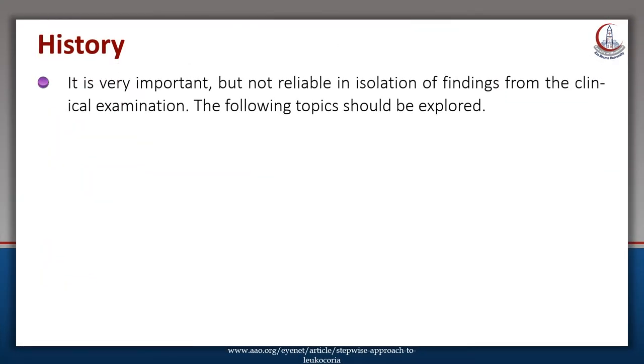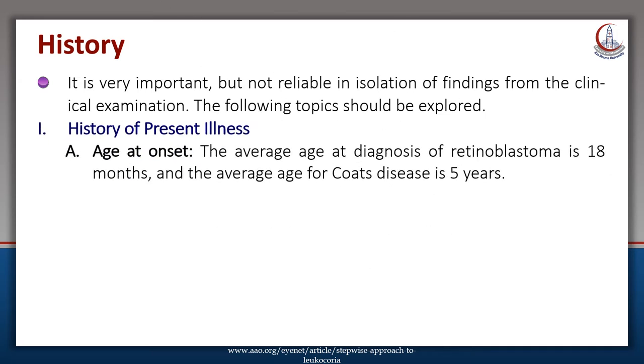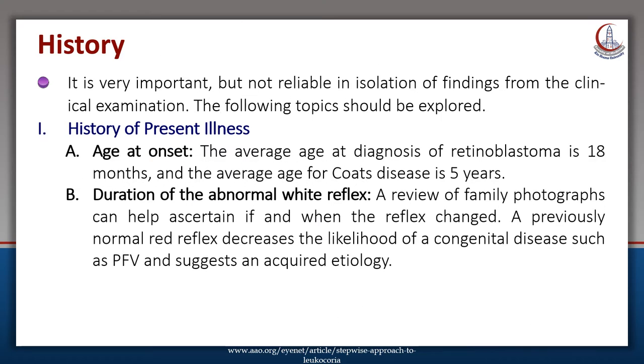So history is very important, but not reliable in isolation of findings from the clinical examination. We should explore the history of present illness. How did the illness begin, the age at onset? You can get some clues. The age of onset of Coats disease is usually around 5 years, while retinoblastoma is much younger, like 1.5 years. What was the duration, was it present since birth, did it appear after birth? We can also review, while listening to the parents or the patient, series of photographs, older and more recent, and look at the red reflex in these photographs.